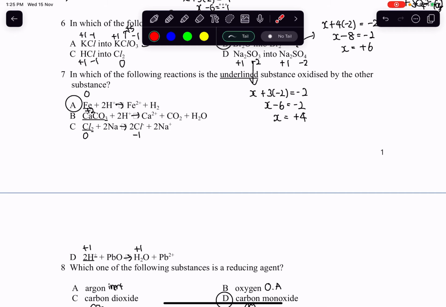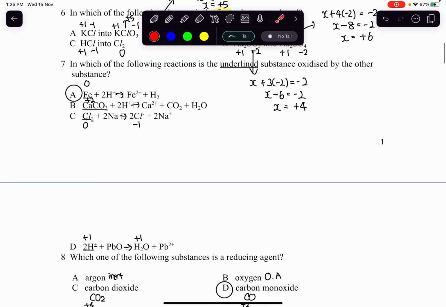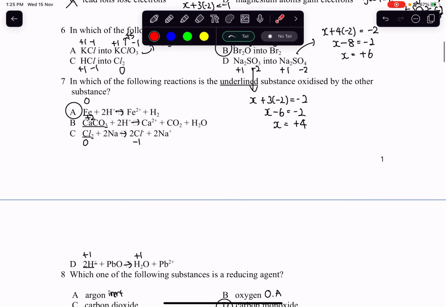For question 7, in which of the following reactions is the underlined substance oxidized by the other substance? So it's very straightforward. You just need to calculate the OS. Let's start with B first.